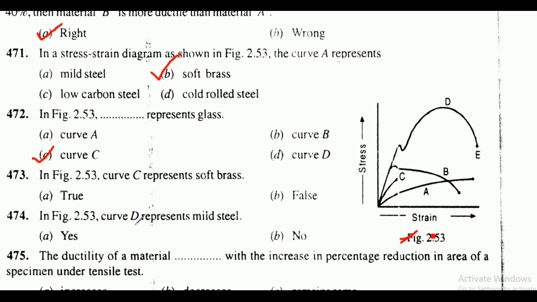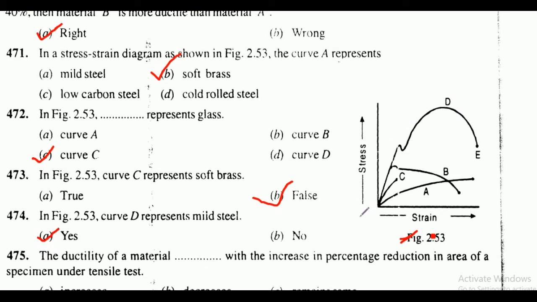Okay. Next is, again for this figure friends, curve C represents soft brass. Options are true or false. So here the correct answer is option B, that is false. This statement is wrong. Next is, curve D represents mild steel. Yes or no? So here friends, the correct answer is option A, that is yes, this one.